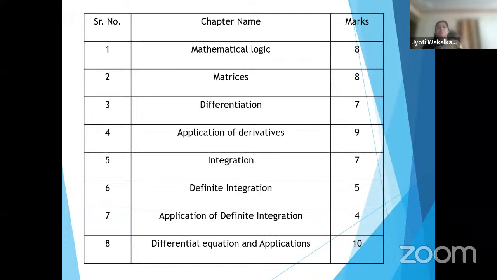Next, chapters. In Maths 1, totally 8 chapters are given. With option, weightage is given here. Mathematical logic, first chapter, it has 8 marks.